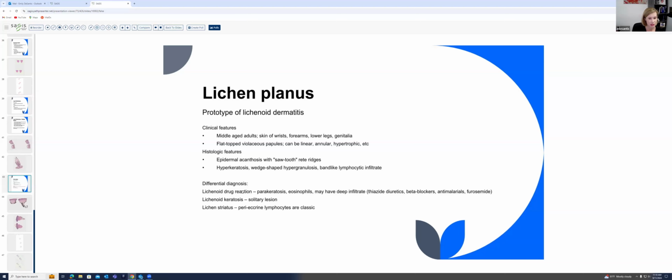And the differential diagnosis for lichen planus is fairly broad. It includes things such as a lichenoid drug reaction. Lichen planus will typically show orthokeratosis and a lymphocytic infiltrate. A lichenoid drug reaction may show areas of parakeratosis and include some eosinophils within the dermal infiltrate. So those are the main features to look for to differentiate between lichen planus and a lichenoid drug reaction.